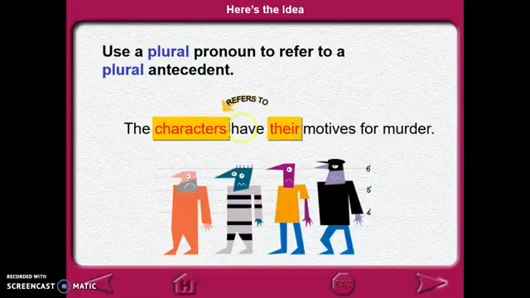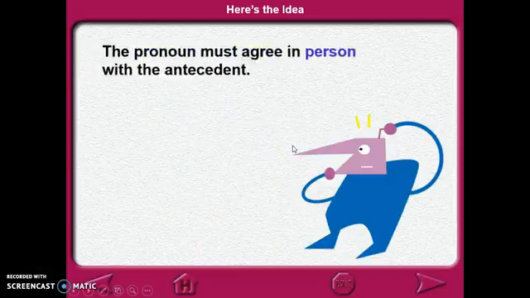So you use a plural pronoun to refer to a plural antecedent. So the characters have their motives for murder. Again, characters is plural, so the personal pronoun we're using is their. Okay? And we do this because instead of saying the characters have characters' motives for murder, we're replacing that and having that antecedent in there.